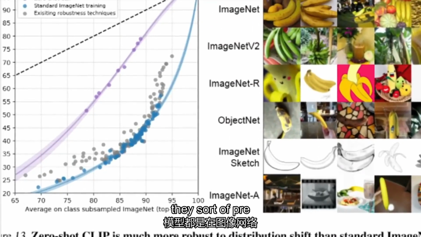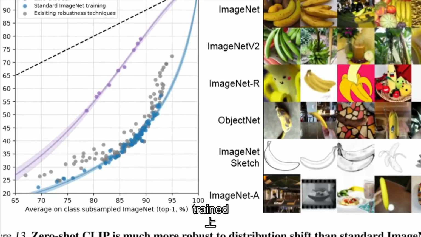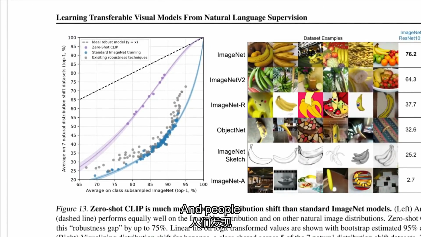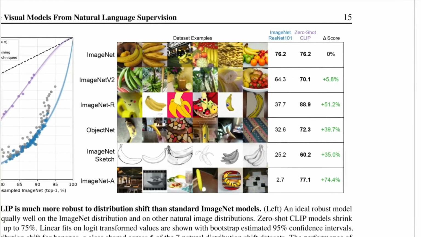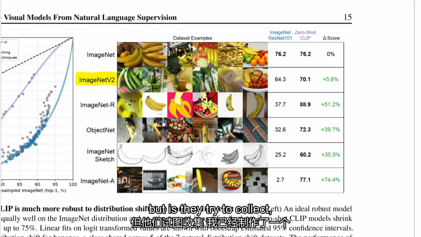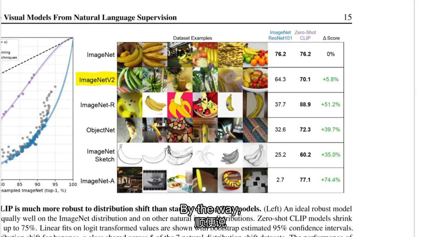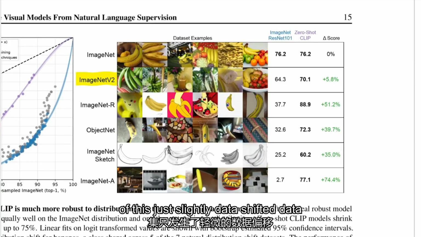So previously, all these models were pre-trained on ImageNet and so on, and people have discovered that as soon as you go away from ImageNet, the performance of these models decreases heavily. So, for example, ImageNet v2 is just ImageNet, but they try to collect a new test set as closely as possible to the original test set. I've made a video about that, by the way. And immediately, the performance of all the classifiers dropped in the light of this just slightly data-shifted data set.